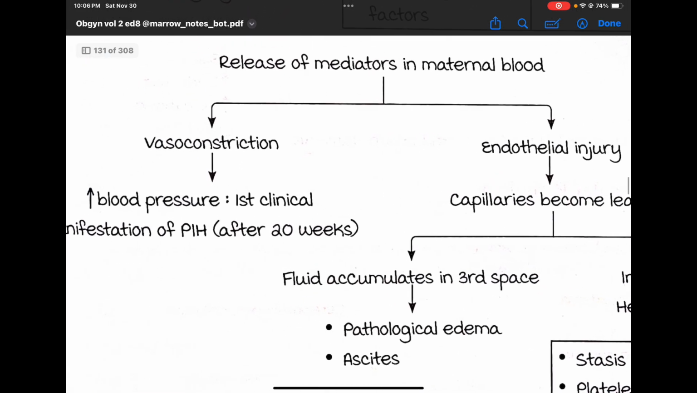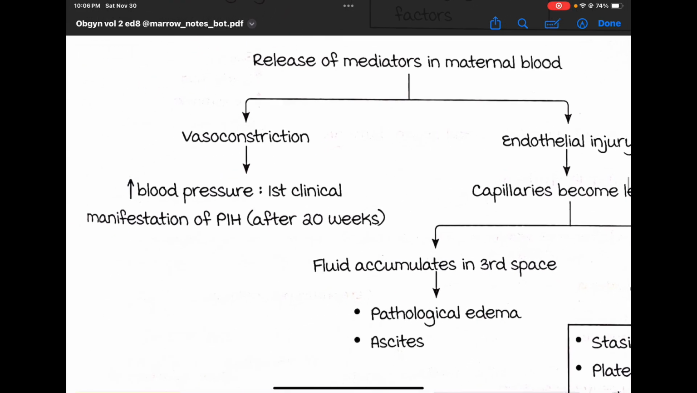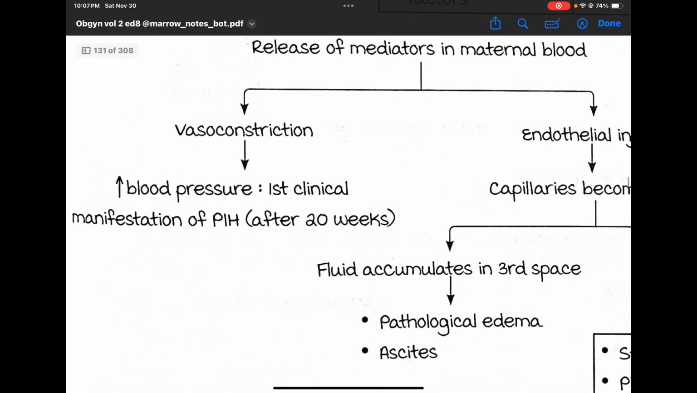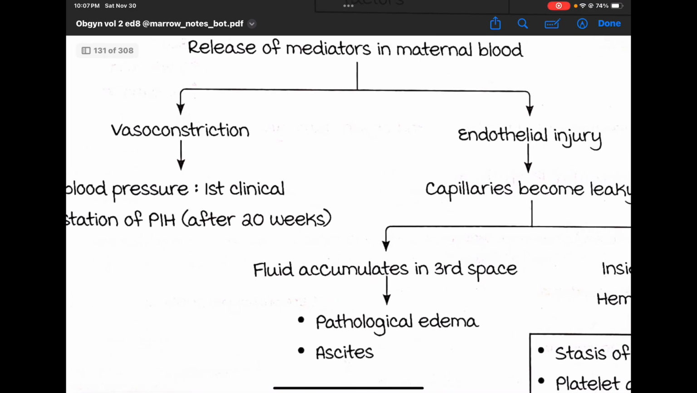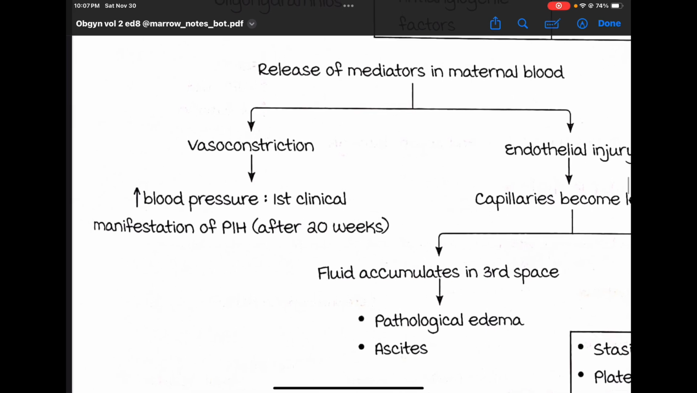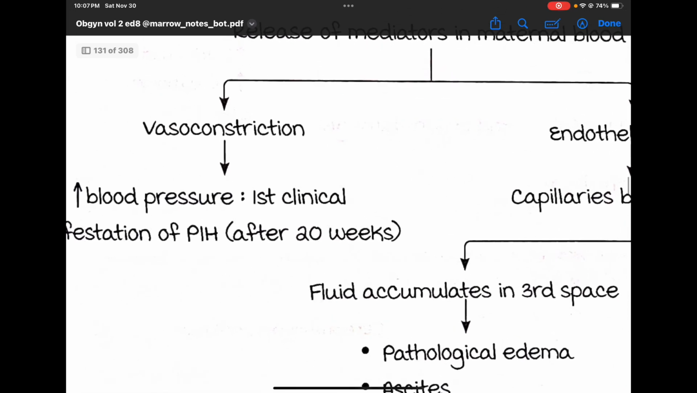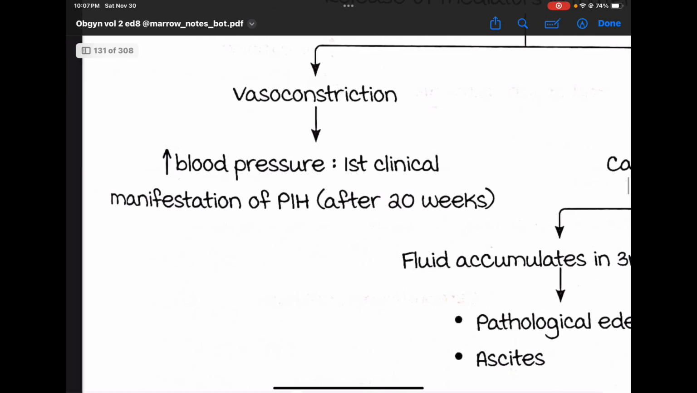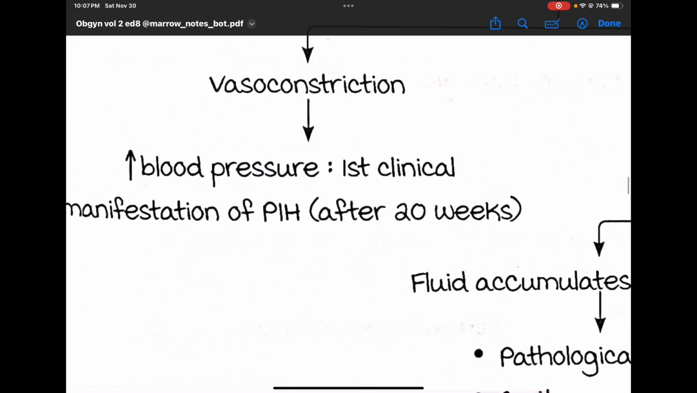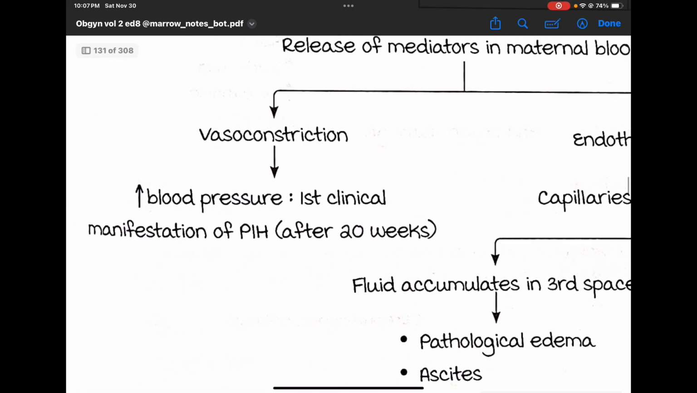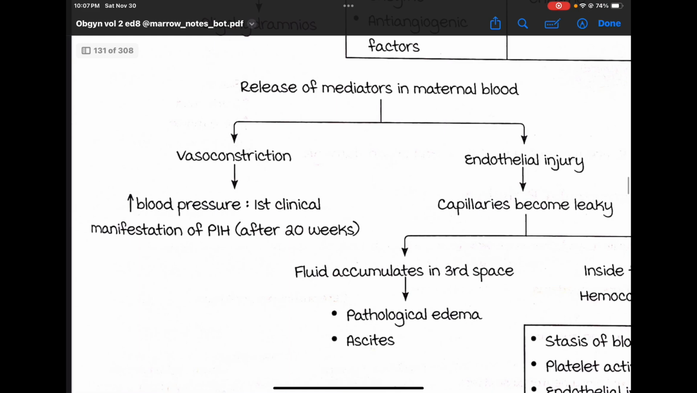Release of mediators in maternal blood causes vasoconstriction and endothelial injury. Vasoconstriction causes increased blood pressure, the first clinical manifestation of pregnancy induced hypertension after 20 weeks.